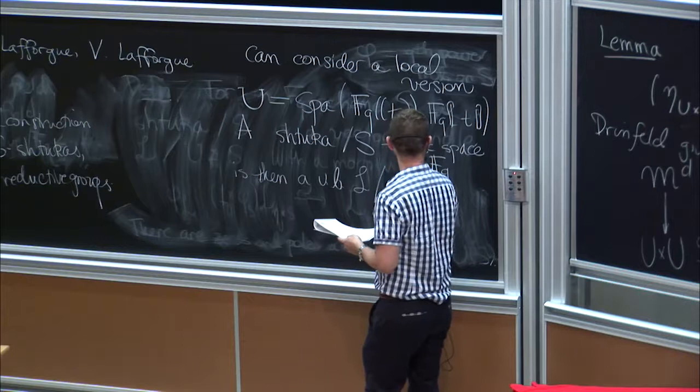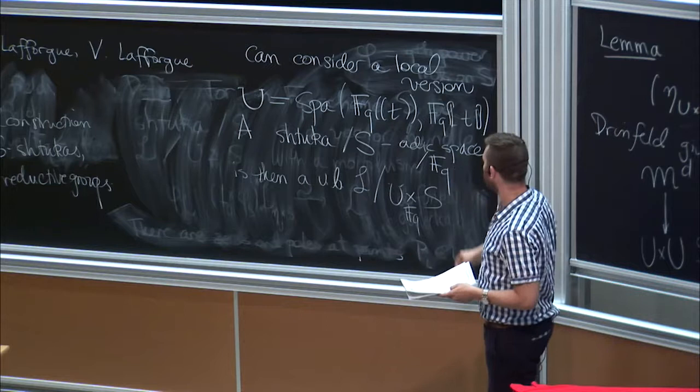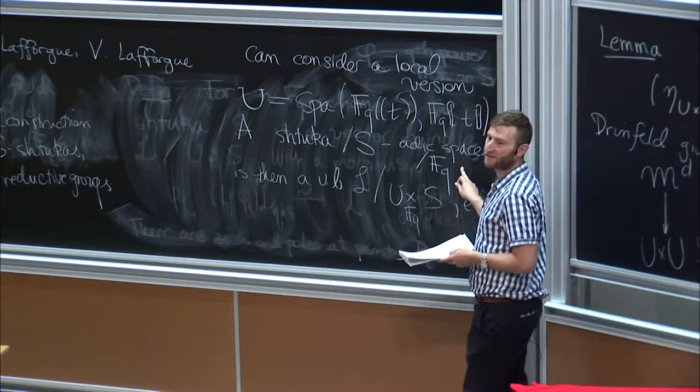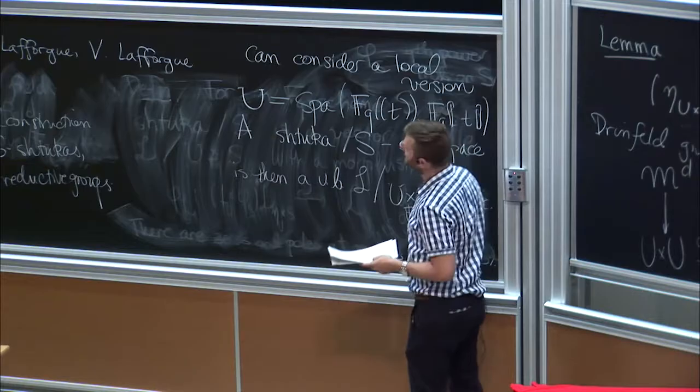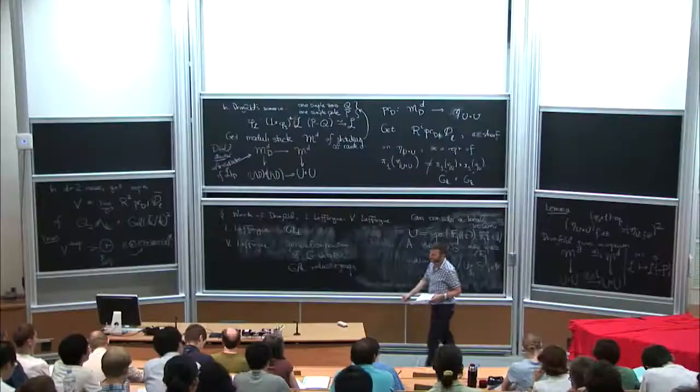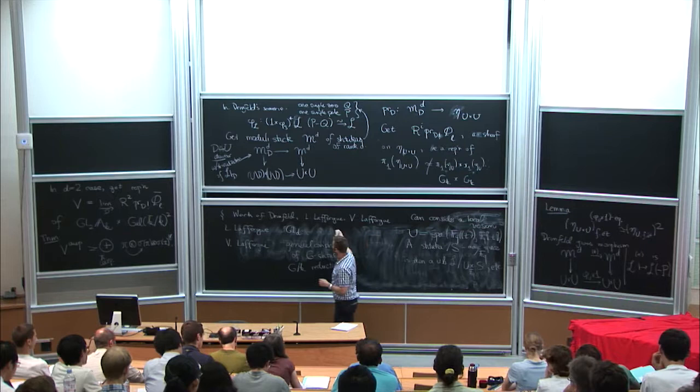Over Spa F_q, that is. And then you add whatever data you need to, because this thing still has a Frobenius, it's in characteristic p, so we're okay. I'm not going to say much about this, but you can construct moduli spaces of such things, which would be the characteristic p analog of Rapoport-Zink spaces.